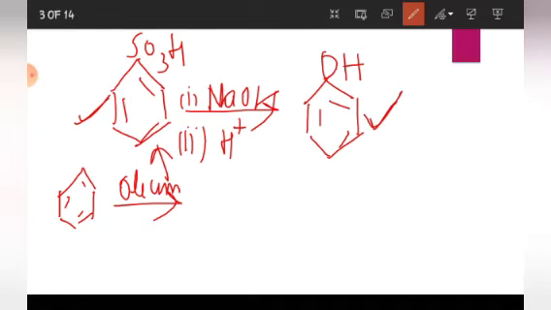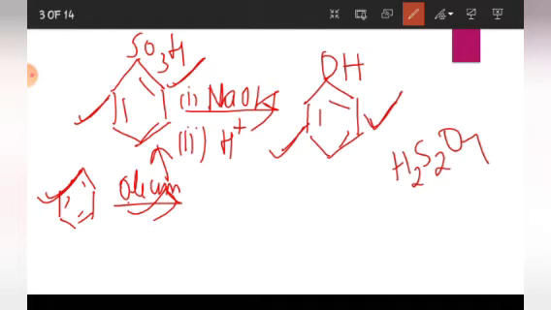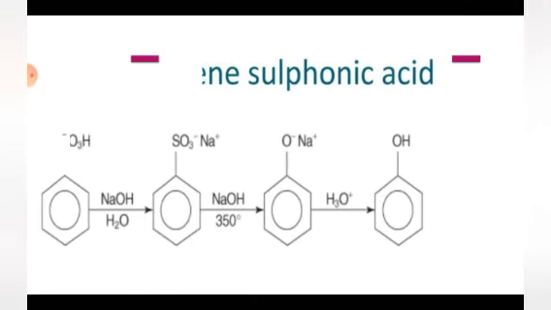Now what is oleum? Oleum is a mixture of H2SO4 and SO3, and its formula is H2S2O7. This is the formula of oleum. So if you refer to your NCERT, they have started with benzene, treated it with oleum and converted it into benzene sulfonic acid, and then these two steps are shown and we will get phenol, right? Now this was the second method.